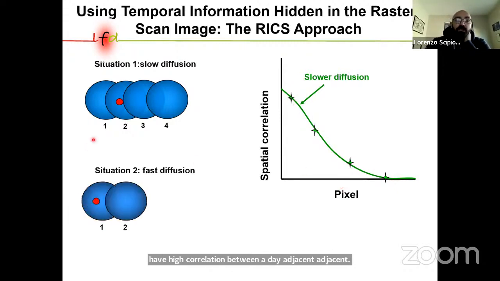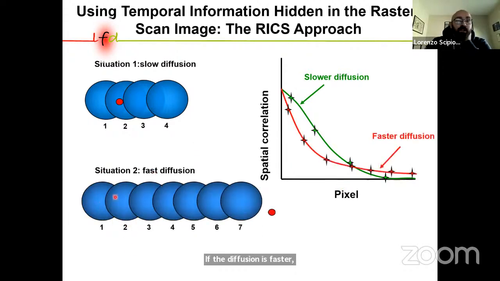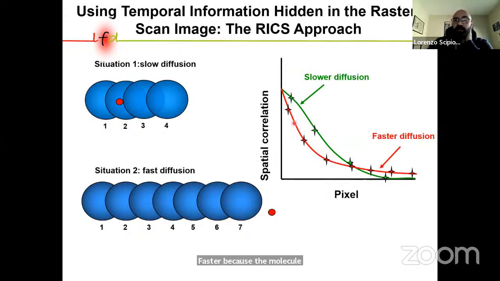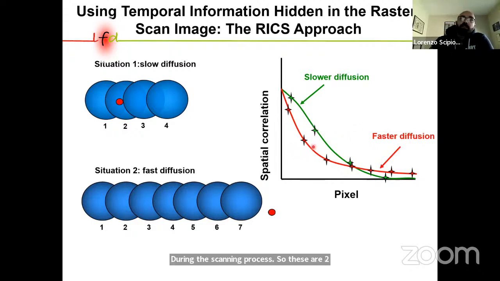If the diffusion is much faster, it will lose correlation faster because the molecule diffuses away, but it will actually have this characteristic long tail because you will catch up with the particle while it diffuses during the scanning process. So these are two characteristic shapes of the correlation function that you get from RICS.